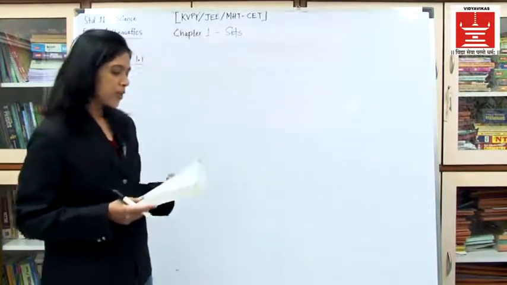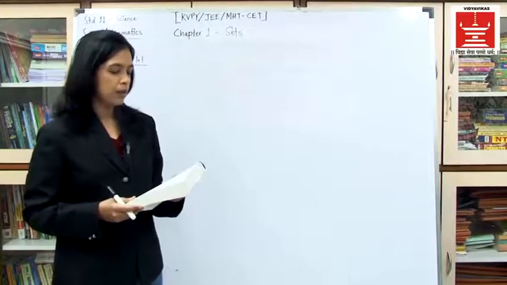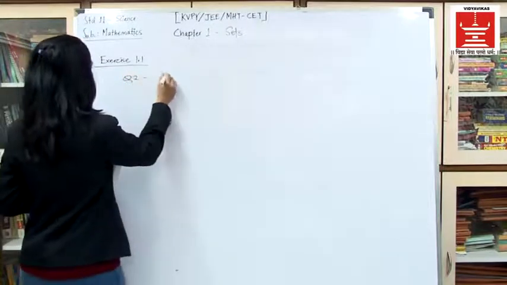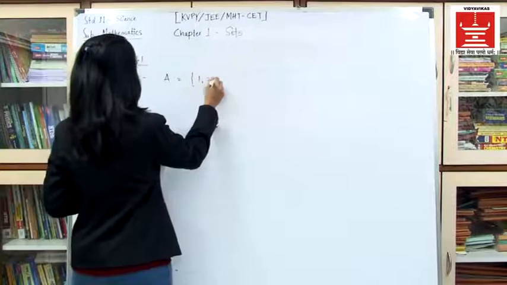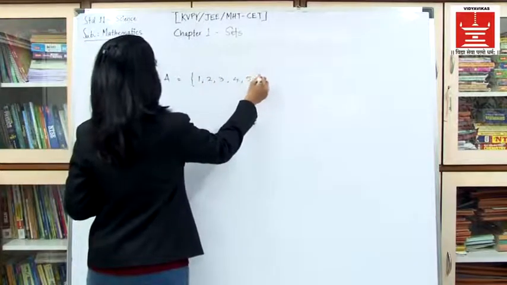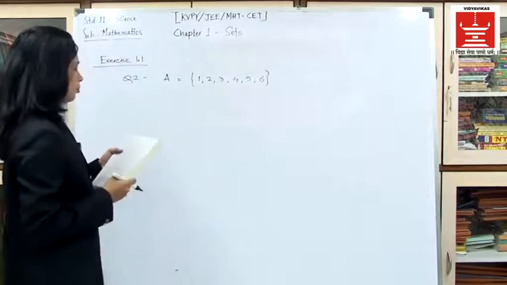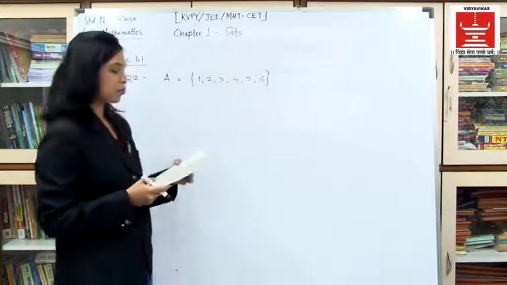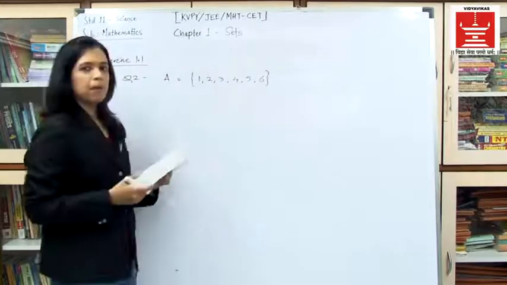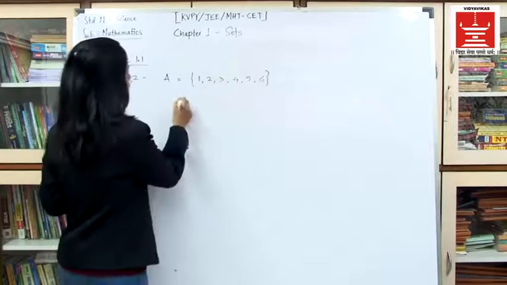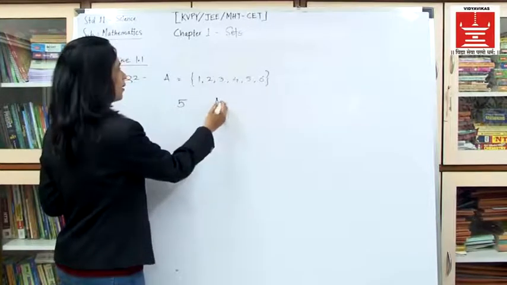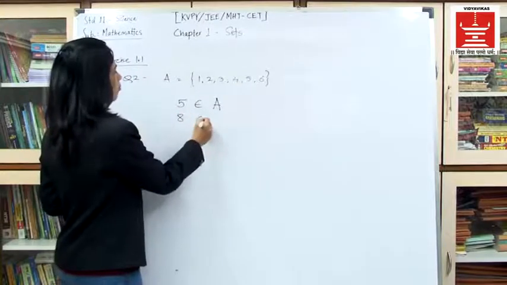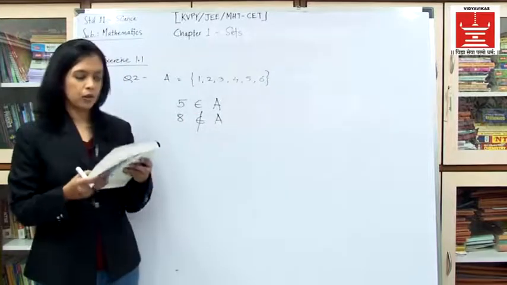So question 2 says, I hope you have your books with you. Given a set A, 1, 2, 3, 4, 5, 6. And we are going to see whether or not the given elements are actually members of it. So does 5 belong to A? Yes, it is a member of the set. Does 8 belong to A? No, it does not belong.